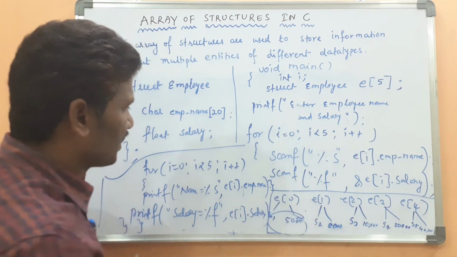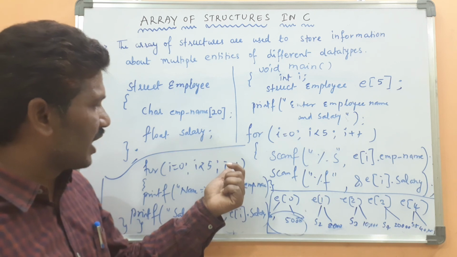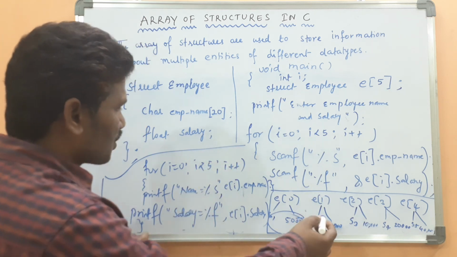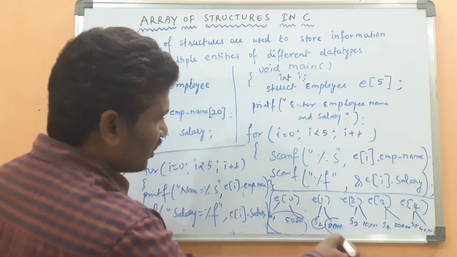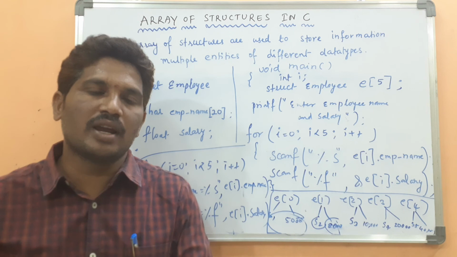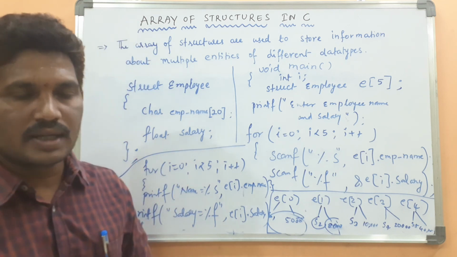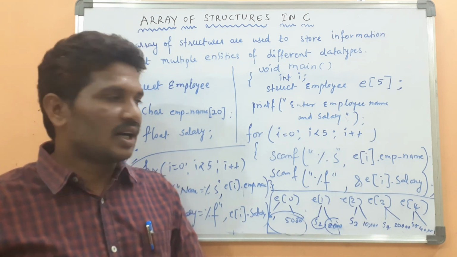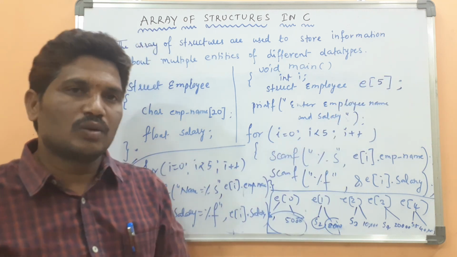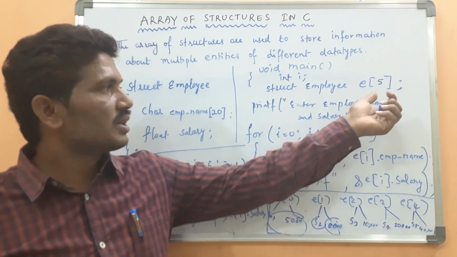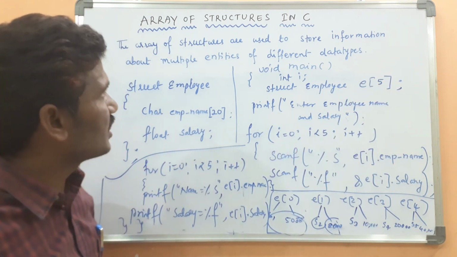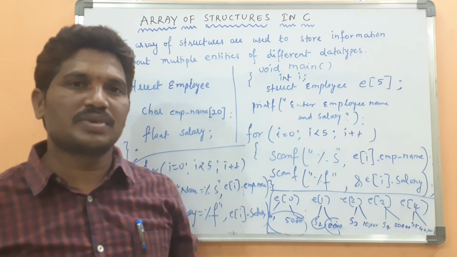Sorry, 50,000. After that, I is incremented, I becomes 1. 1 less than 5 condition is true. At this time, we display the information about S2, 8,000. Like that, it can store the information about the 5 employee data. That is the advantage, and not only 5. If you want 60, if you want 100, whatever data you want, you can increase the size of the array. Okay. This is the advantage of the array of structure concept in C program.